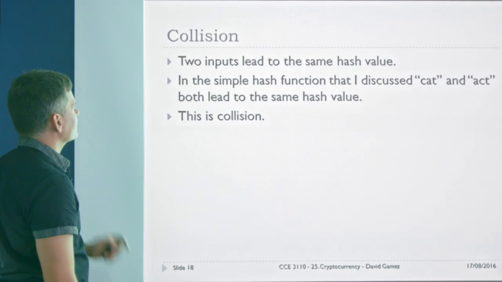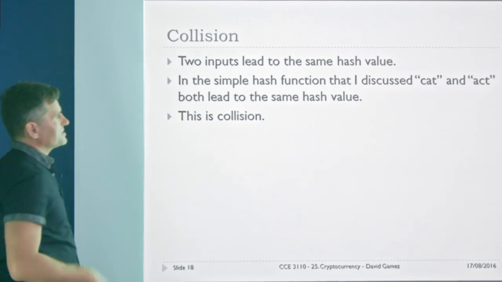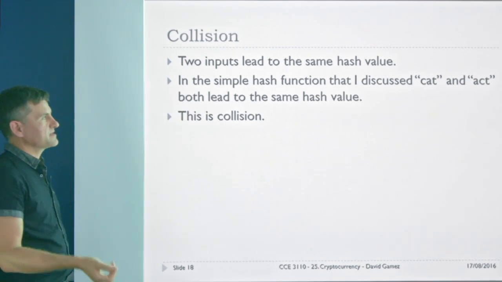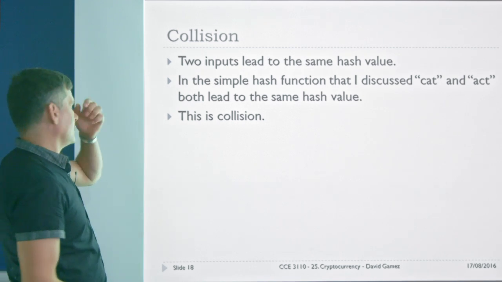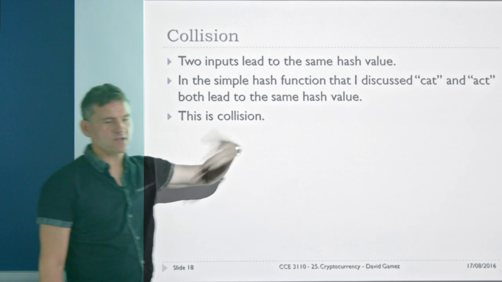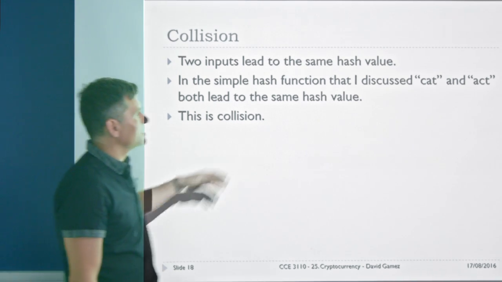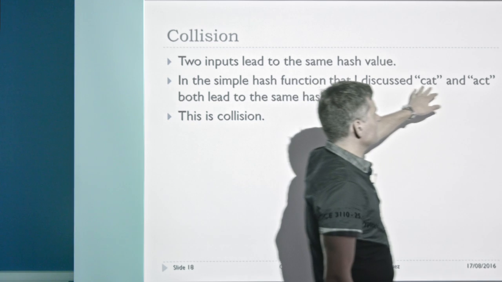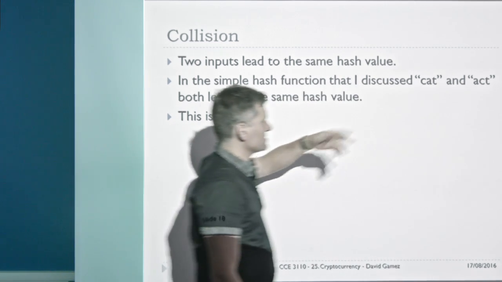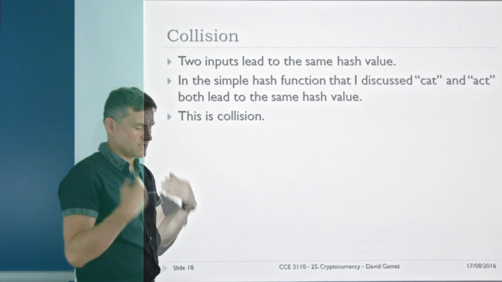Okay. With hash functions, you get this feature of collisions. A collision is when two inputs lead to the same hash value. In the previous lecture on hash functions, I talked about a very simple hash function where you add up the ASCII values and then take the modulus. In this case, cat and act have exactly the same hash. That's a collision, because there's not a unique mapping between the input and the output.